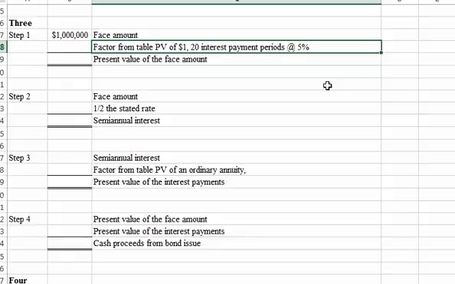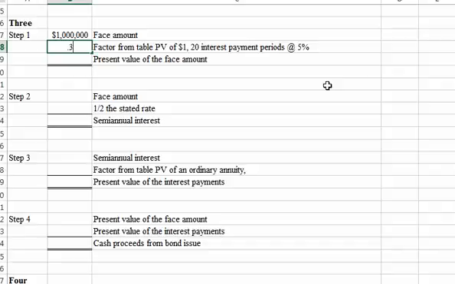I get 0.37689. Now we'll multiply that number by the face amount, and we get $376,890, which is what the $1 million to be received 10 years from now, with interest payable every 6 months at 5%, would be worth in today's dollars.